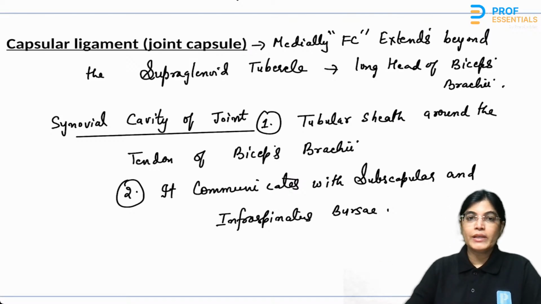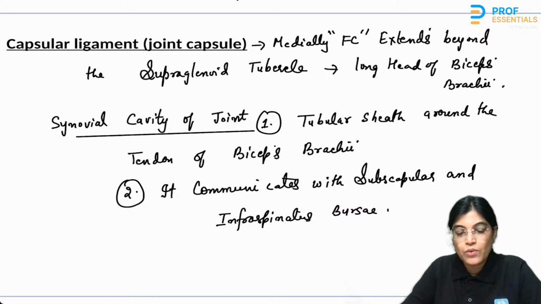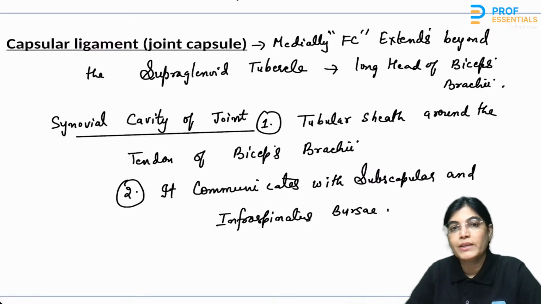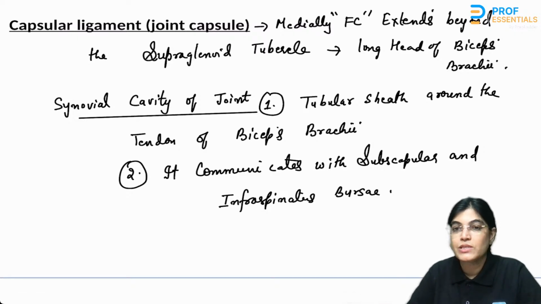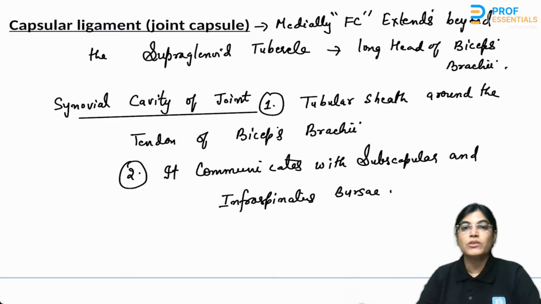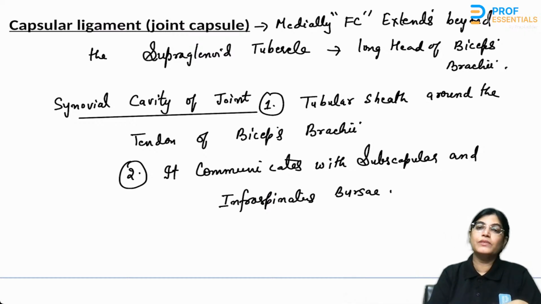Now, this is an important point about the joint capsule. If I want to summarize, the joint capsule has the synovial membrane on its inner aspect. An important point about the joint cavity of the shoulder joint is that it has an opening located between the greater and the lesser tubercle for the passage of the long head of biceps brachii, and also an opening situated anteriorly, inferior to the coracoid process, which allows communication of the synovial joint cavity with the subscapular bursa.